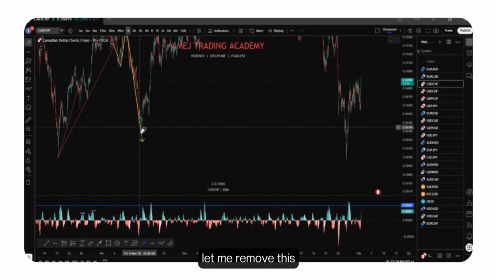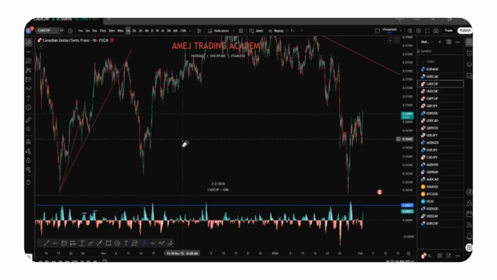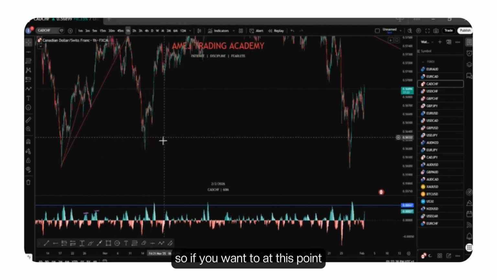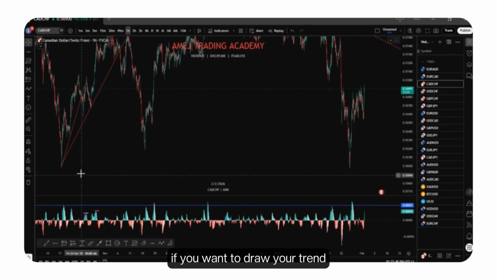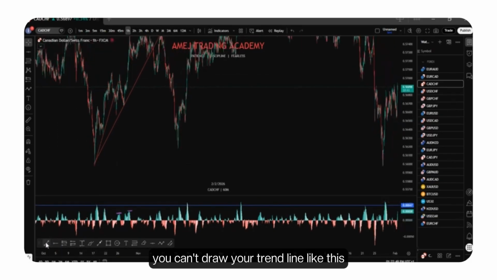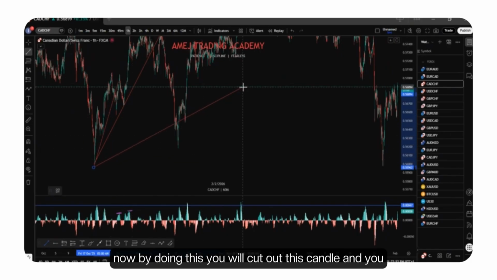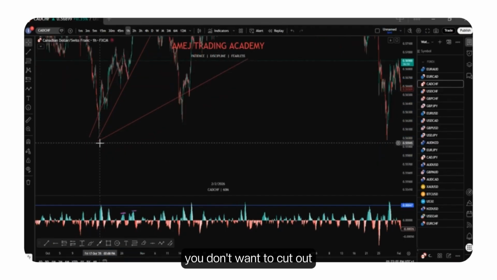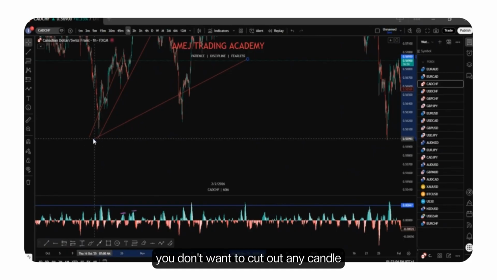Let me remove this. So if you want to, at this point, draw your trend line, this is our lower low. You can't draw it like this now, because you must not cut out any candle. By doing this, you cut out this candle, and you don't want to cut out any candle.